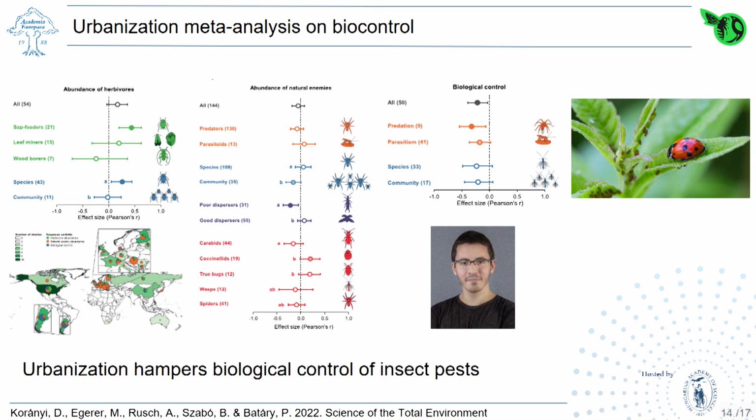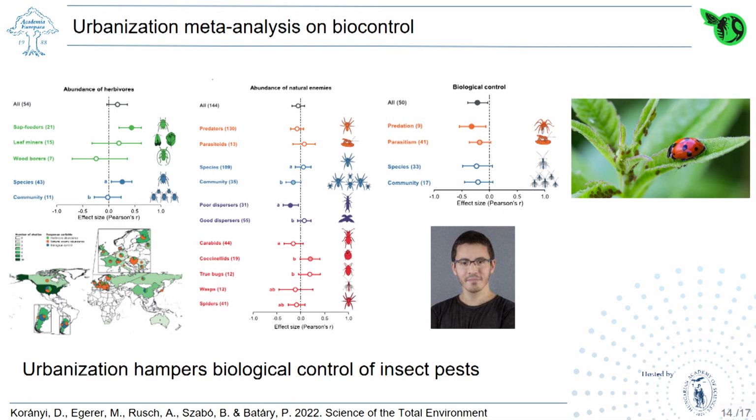And the next urbanization study was done by Dávid Korányi from my group. He is especially interested in biological control. And here we investigated and performed three meta-analyses. On the left forest plot, you can see the abundance of herbivores, so basically pest species. There were some positive effects, especially on sap feeders. When you think of aphids, aphids are supported by urbanization, more and more aphids toward the city center. And in the middle, you can see the abundance of their natural enemies who are preying on the different pests.